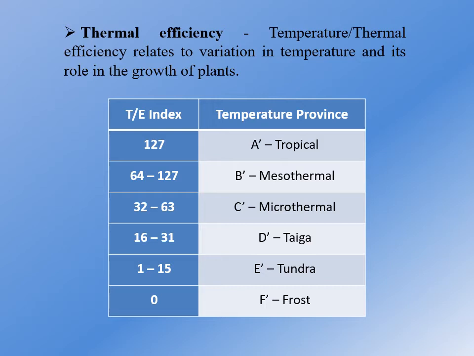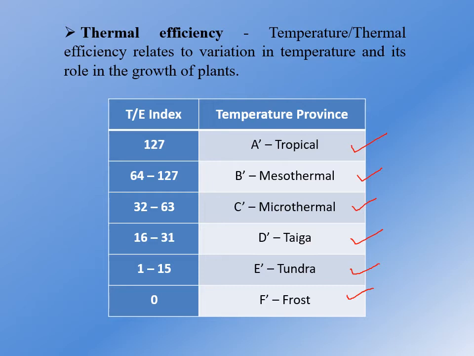indicated as capital A with a dashed sign. So A dashed is the tropical temperature province, B dashed is the mesothermal temperature province, C dashed is the microthermal temperature province, D dashed is the taiga type temperature province, E dashed is the tundra type temperature province, and F dashed is the frost type temperature province. And you can see that T by E index is gradually decreasing from tropical to frost region. That is, the monthly or annual temperature value gradually decreases from tropical to the frost climatic conditions.